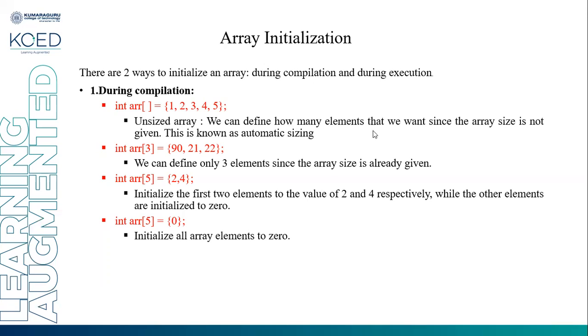So we can define how many elements that we want since the array size is not given. We can add n number of elements. This is known as automatic sizing. By adding these elements, the array will take an automatic size. Here the array is capable of storing, by counting the elements, 5 elements.